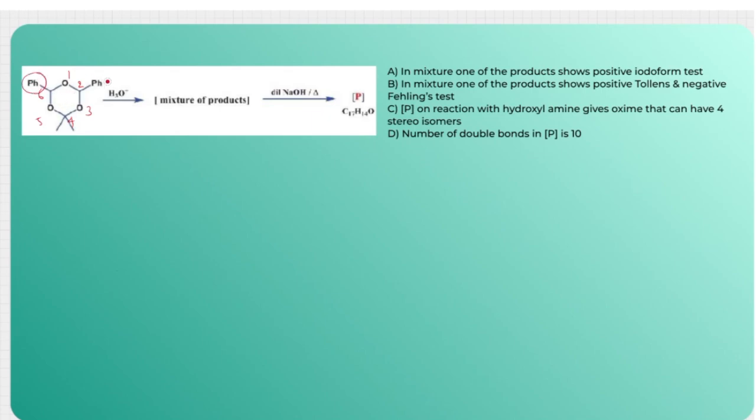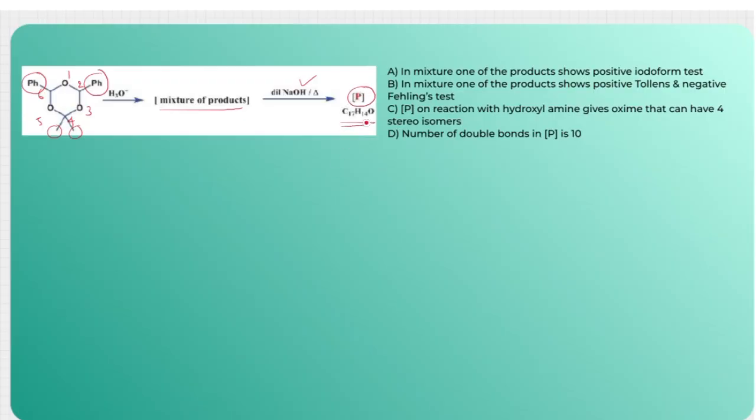But we have substituents. So we have two phenyl substituents and two methyl substituents. When it is treated with an acid in water, it's going to form a mixture of products. So probably it's undergoing hydrolysis and forming products. These products are reacting with each other in dilute NaOH upon heating, forming only one product called P.